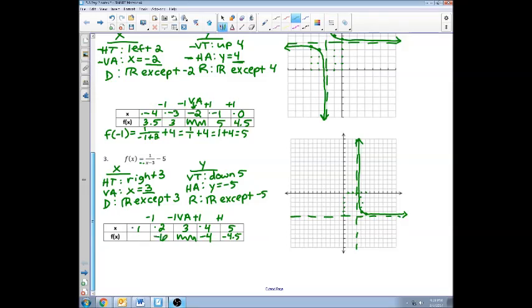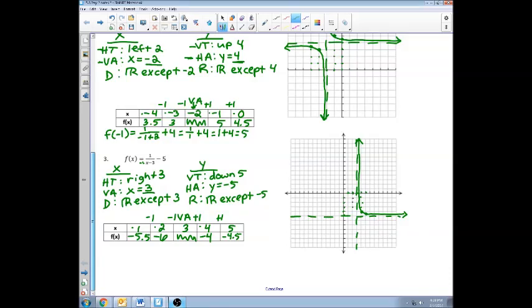If I put 1 in for my x, I get 1 over 1 minus 3. 1 minus 3 is negative 2. So I have negative 1/2 minus 5, which is negative 5.5. So if I go to positive 2 on my x, there it is, down to 6.